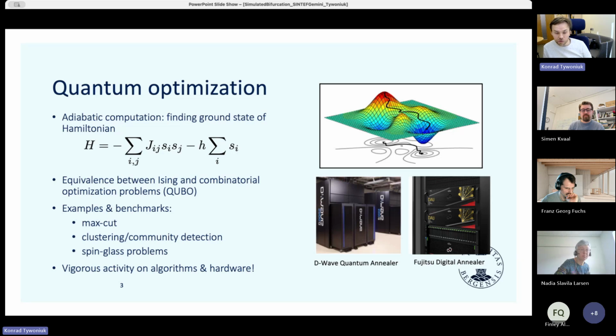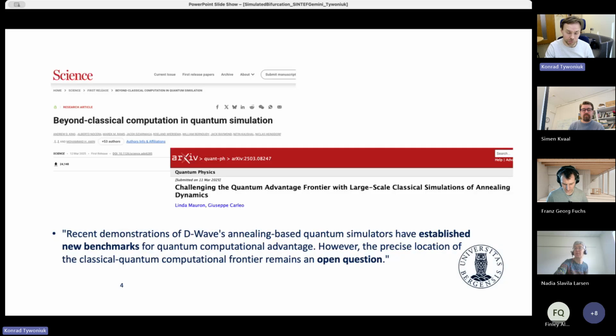So there's also a lot of activity on algorithms. So not only on the hardware, but also algorithms that can lead to new ideas, lead to new solutions. The thing is to do this efficiently, reliably, and also as fast as possible. That's from the point of view of optimization. But there is still an ongoing debate about what is the role of real quantum effects, and what is the role of simply smart algorithms, classical algorithms.